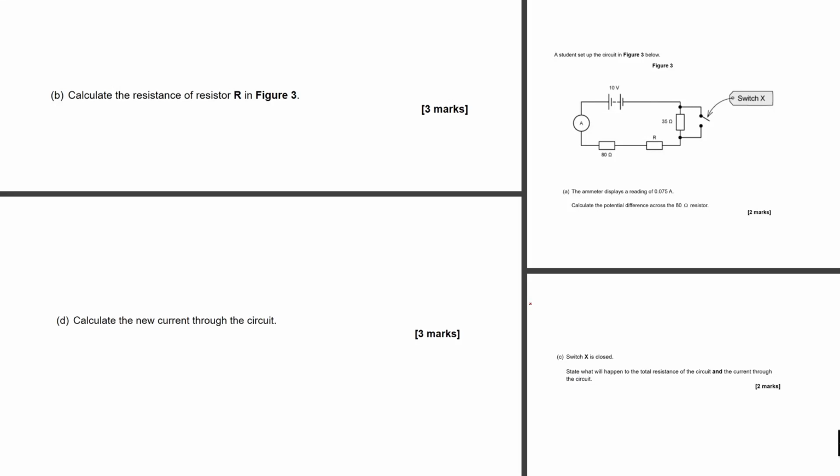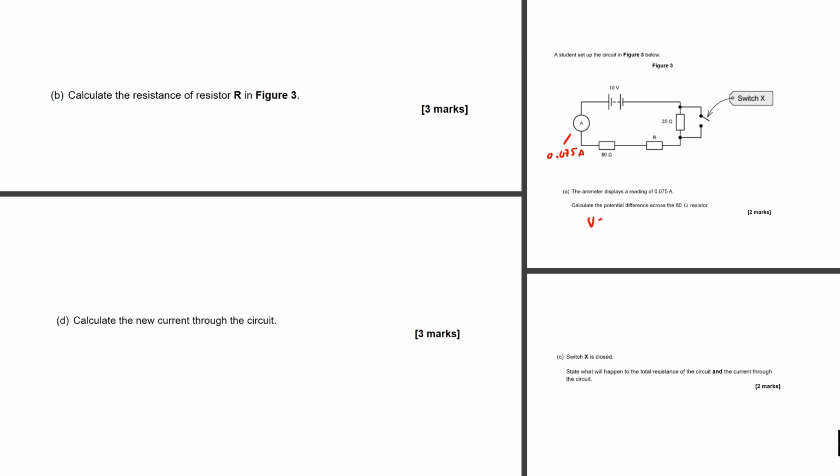Okay, here we have another question. It says a student sets up a circuit in figure 3 shown below. Figure 3 is here. We've got a 10-volt battery, a couple of resistors, a switch, the pathway over here, and the ammeter. The ammeter displays a reading of 0.075 amps. Calculate the potential difference across the 80 ohm resistor.